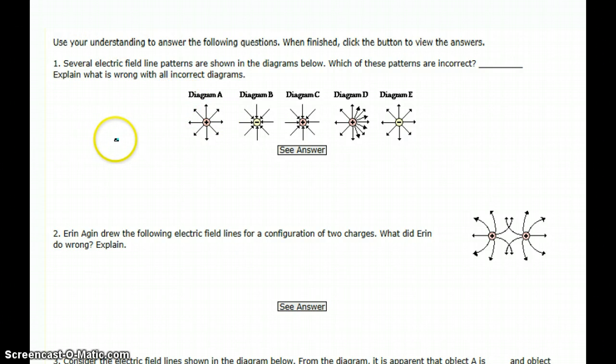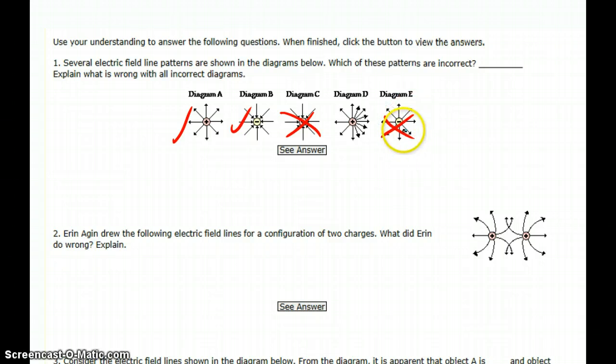Now, again, it's always out of the positive, so the arrow should come out of the positive and into the negative. So this is fine, and this is fine. Now, that's not correct because it's going into the positive, and that's not correct because it's coming out of the negative.